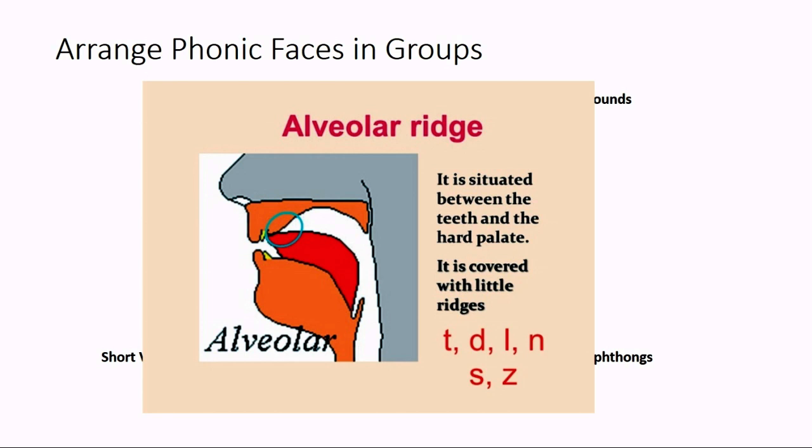T, D, L, N. And for S and Z, your tongue drops down just a little bit lower than that spot. So it allows the air to go through, but your tongue goes right below that alveolar ridge and causes friction when it has a little narrow opening where the air can pass between the tongue and the alveolar ridge for S and Z.